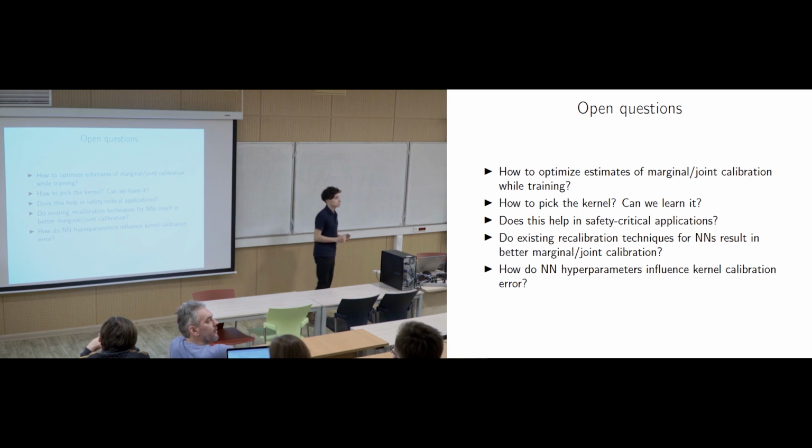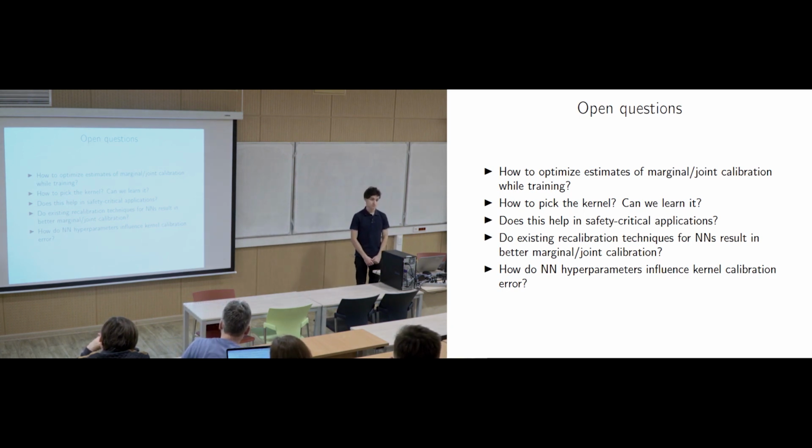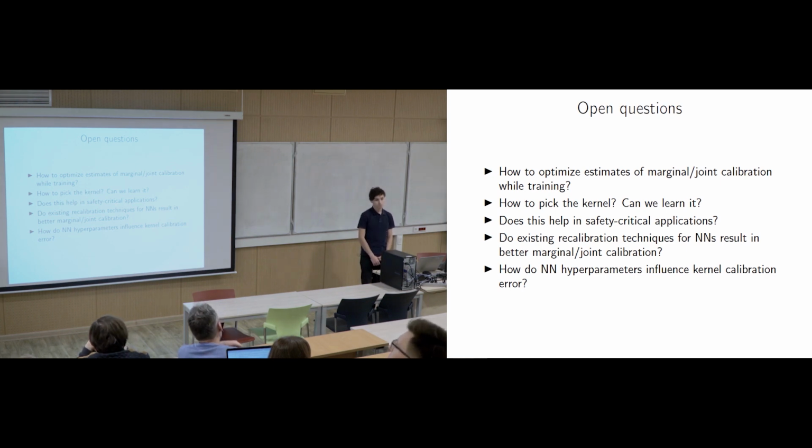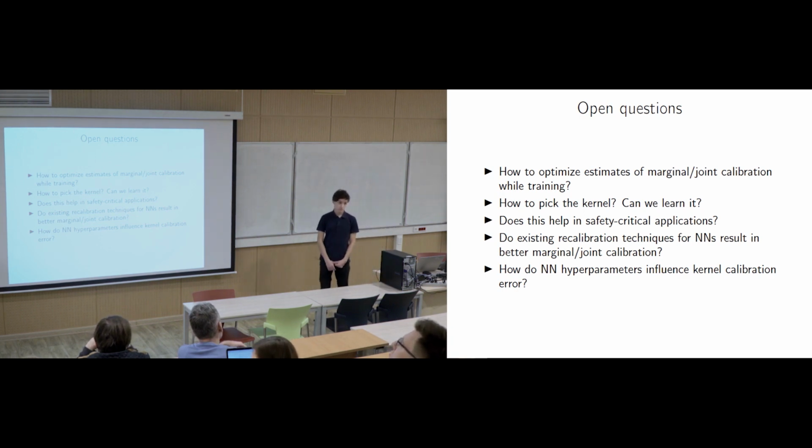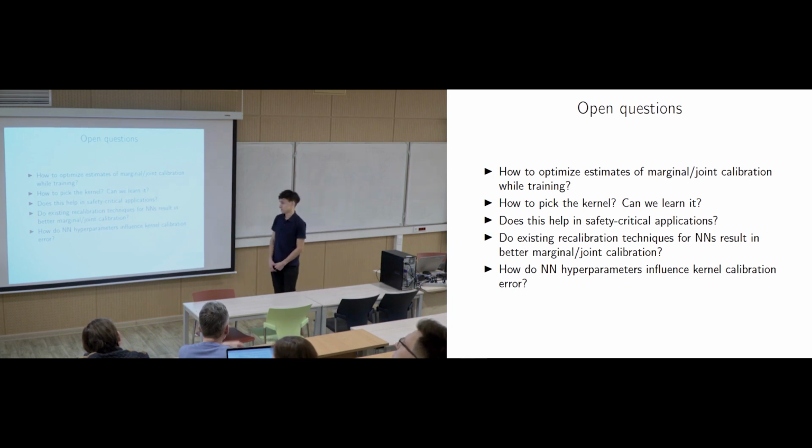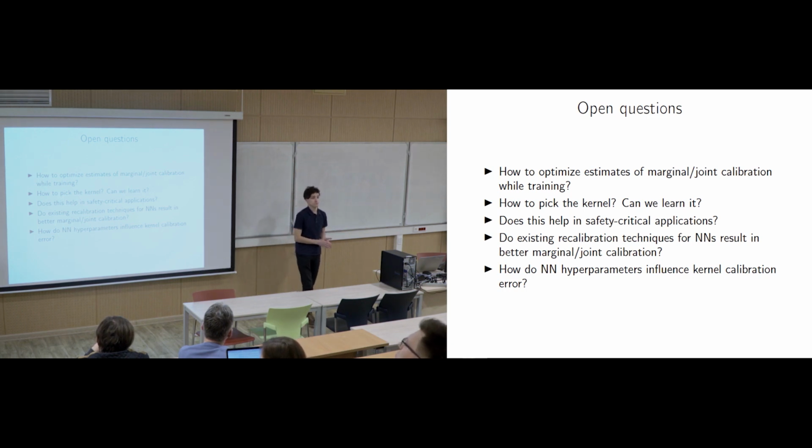Any more questions? Can this possibly help with the problem of adversarial examples, for example, in image classification, when we change a little bit of an image and everything changes? I think that if you somehow manage to optimize the strong calibration error in your training, then it could potentially help with adversarial defenses.